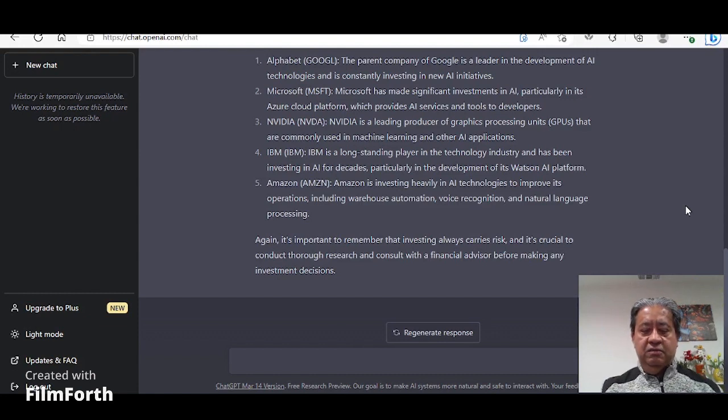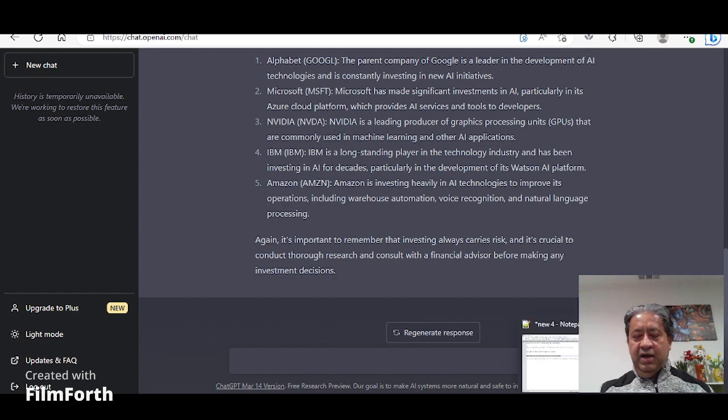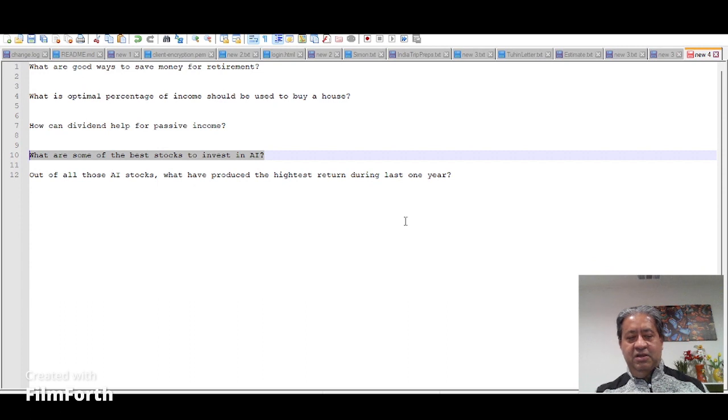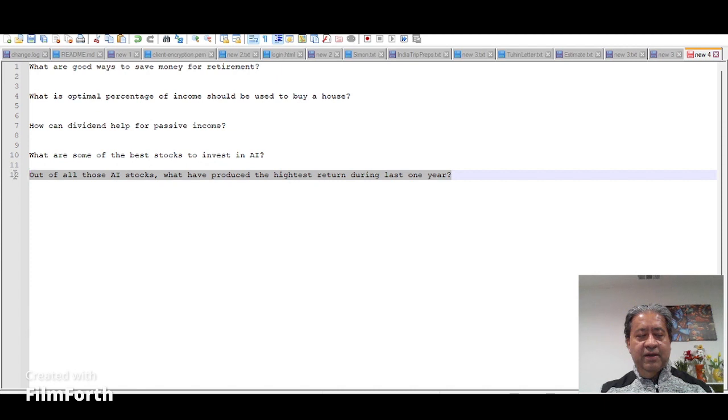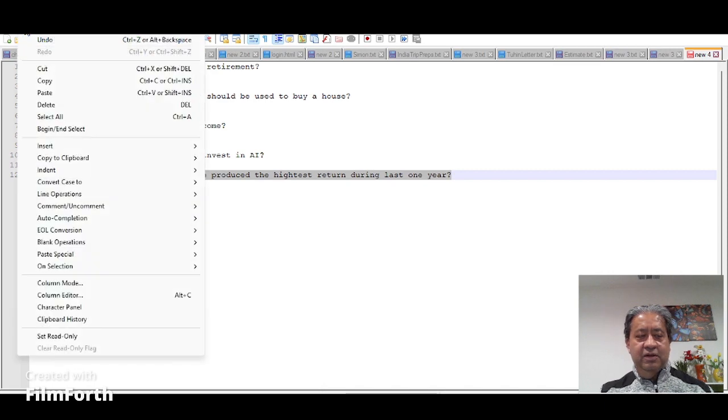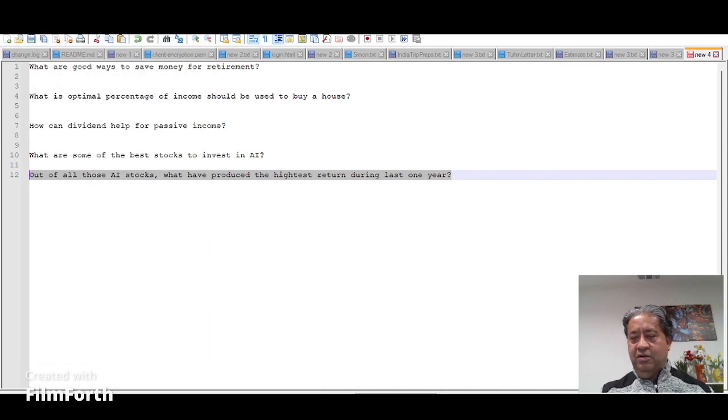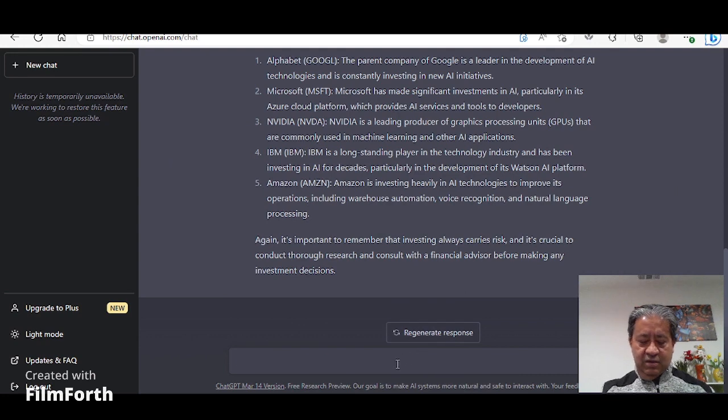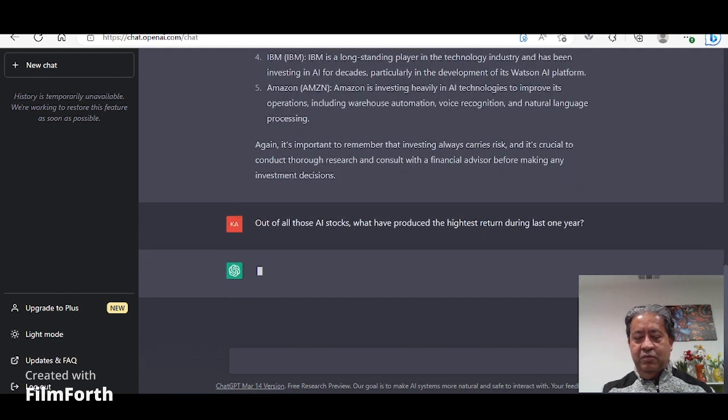Now let's ask one last question. It is more of a contextual question. We had asked previously, what are some of the best stocks to invest in AI? And it listed basically 5 stocks. So I'm going to ask ChatGPT, out of all those AI stocks, which produced the highest return during the last 1 year? That could be something interesting. Let's ask ChatGPT what kind of reply it produces about all the stocks it had replied with earlier. So it will be more contextual.